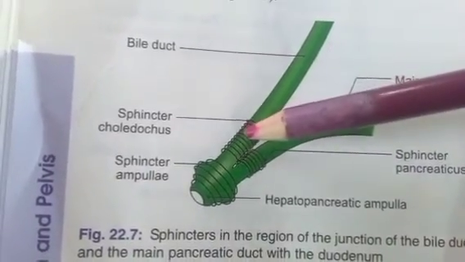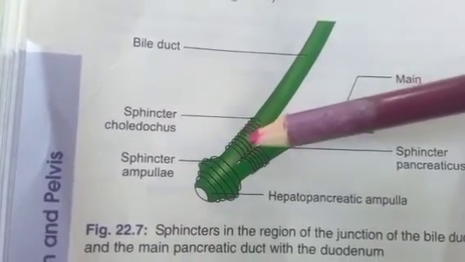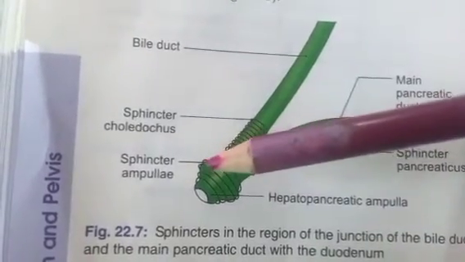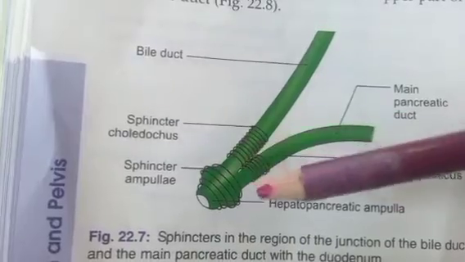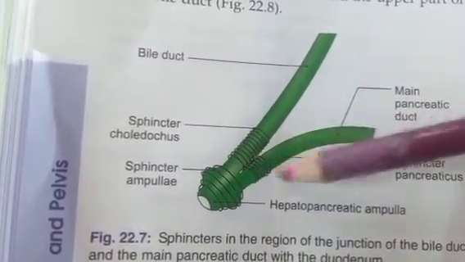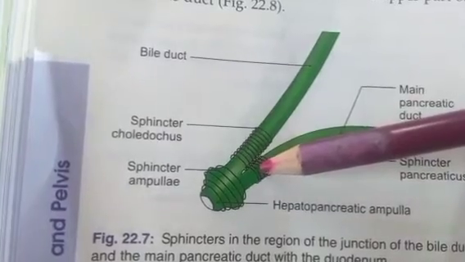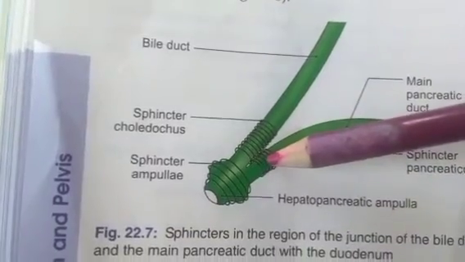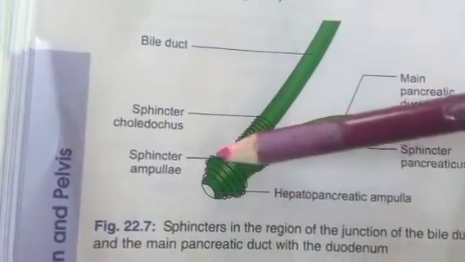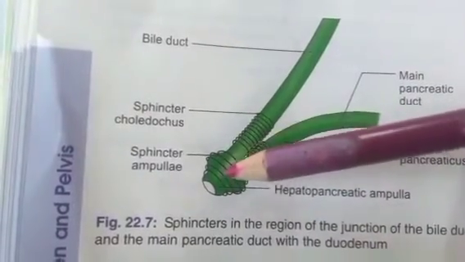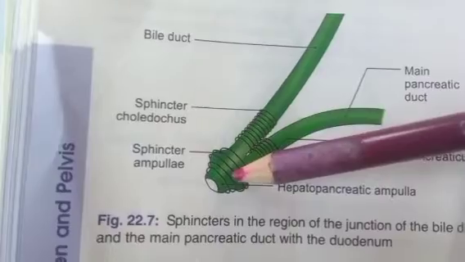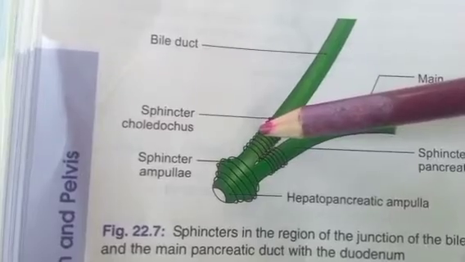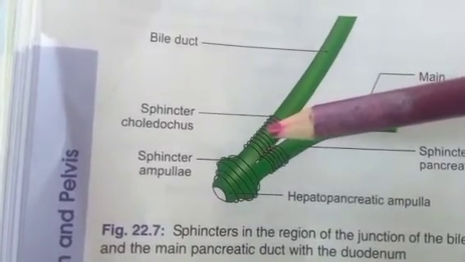But when the food enters the duodenum, especially fatty meal, this sphincter opens up and bile stored in the gallbladder is poured inside the duodenum. The sphincter which surrounds the terminal part of the pancreatic duct is known as sphincter pancreaticus, and it is usually, not always, present. And the third sphincter which surrounds the hepatopancreatic ampulla or ampulla of Vater is known as sphincter ampullae or sphincter of Oddi proper. Sphincter choledochus is also known as sphincter of Boyden.